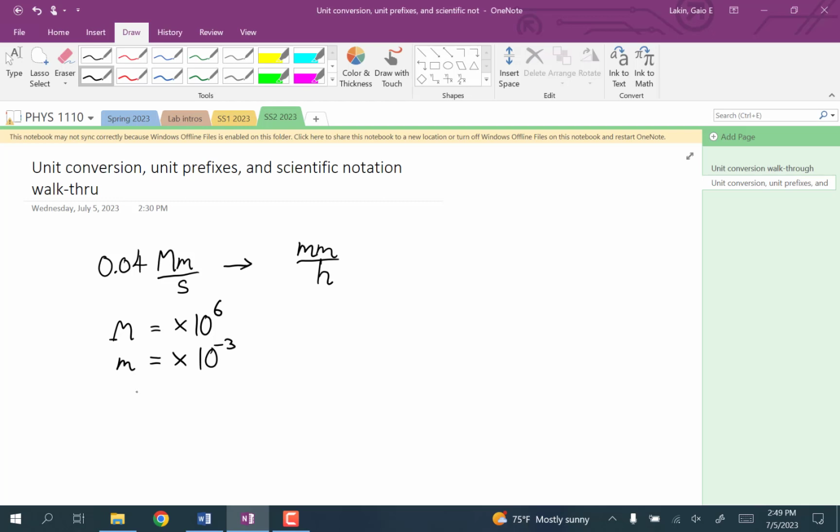And then let's just use the straight conversion. Instead of doing it in 2 steps, we'll just say 1 hour is equal to 3,600 seconds. And we're going to give our answer in scientific notation.